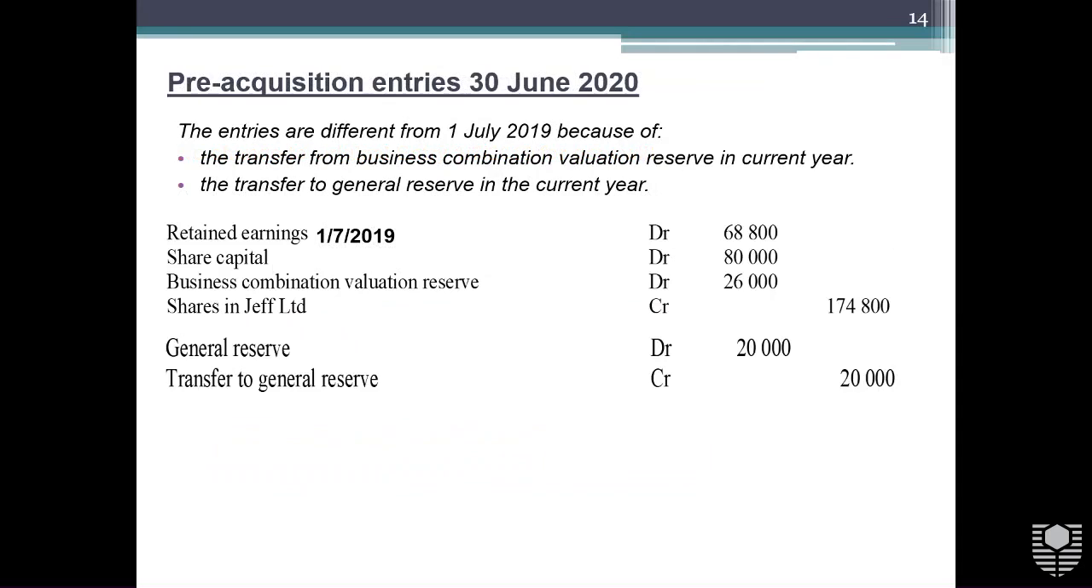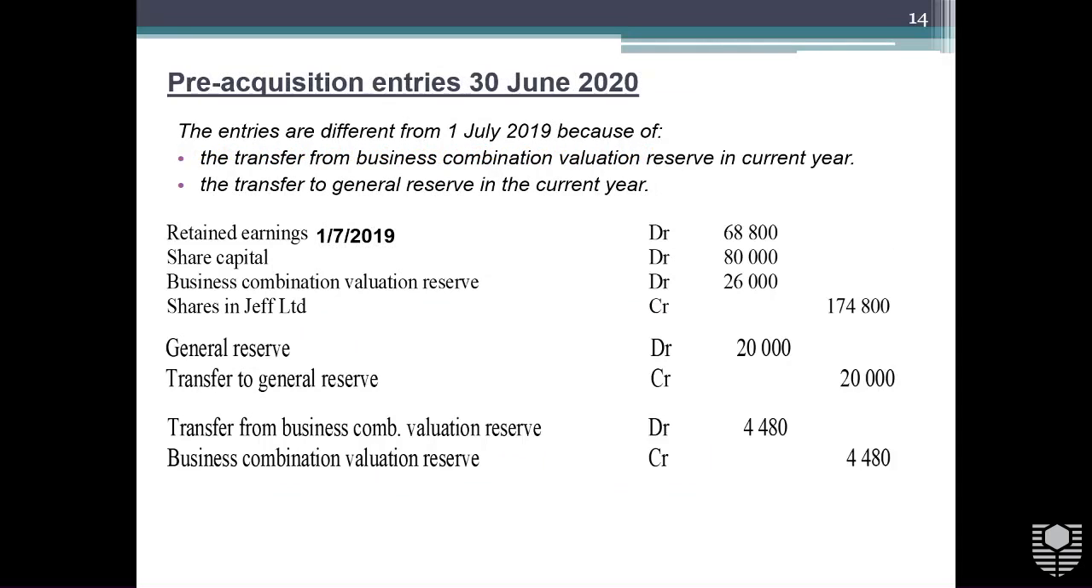So when we have a look at our pre-acquisition entry, we've got an additional entry in there, that transfer from our business combination valuation reserve. Remember we had that before for the inventory that's sold. So we're going to debit that and we're going to credit our business combination valuation reserve. So that is now 0 and our business combination valuation reserve has been adjusted.